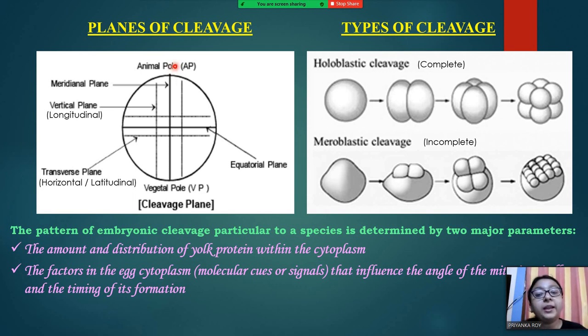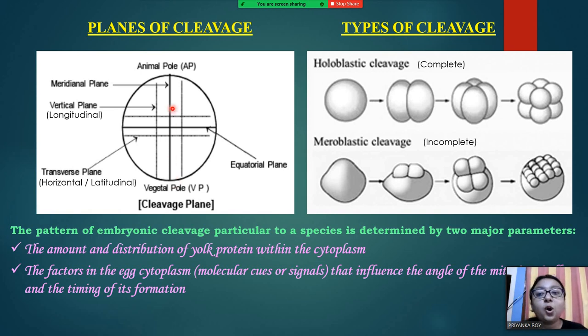So if the plane runs from the animal pole to the vegetal pole, right through the center of the egg, it is known as the meridional plane. And if it occurs in the central part of the egg in the equatorial region, it is known as the equatorial plane. The meridional plane and the equatorial plane will always be at right angles to each other.